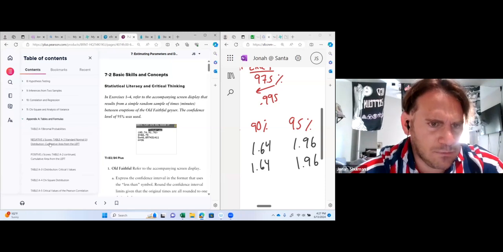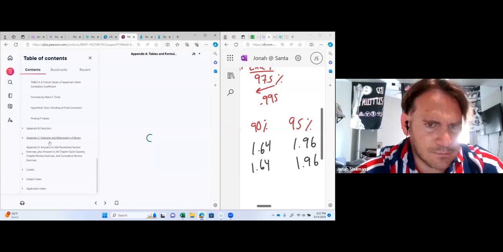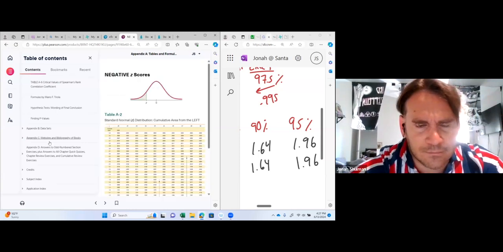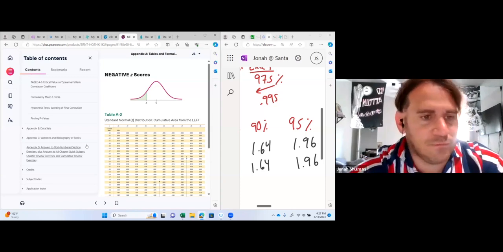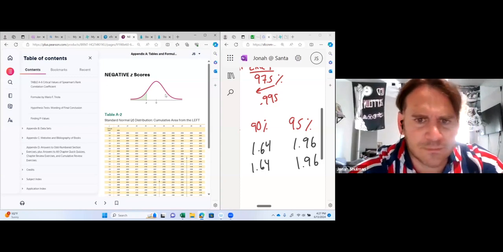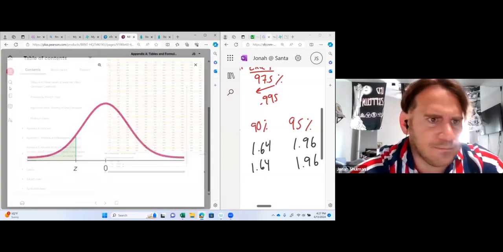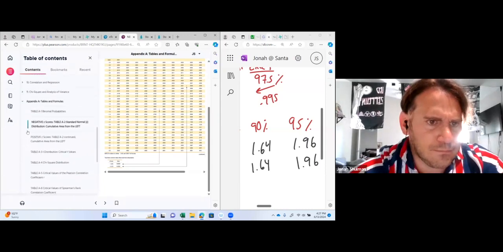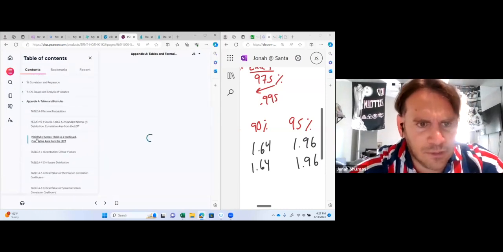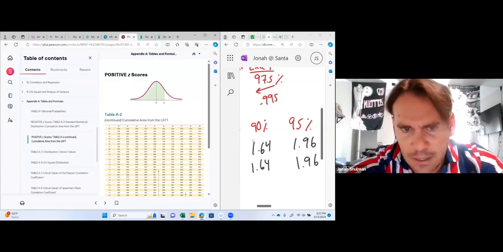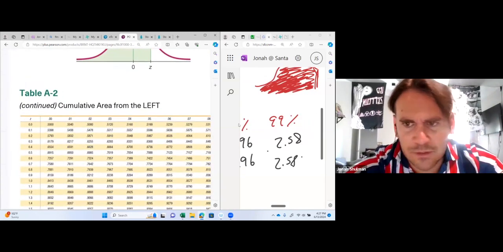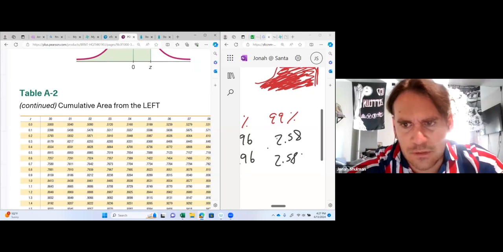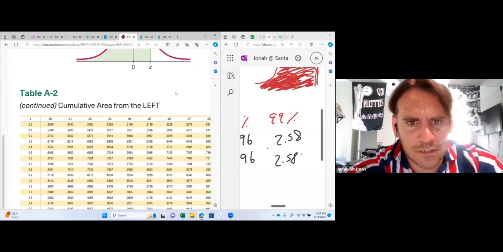Tables. We want our standard normal to the left. But these are negative. We want this, but we want the positive values. So here are the positive values. The first one we want is what? We want this to be, our first one we want is 99%.